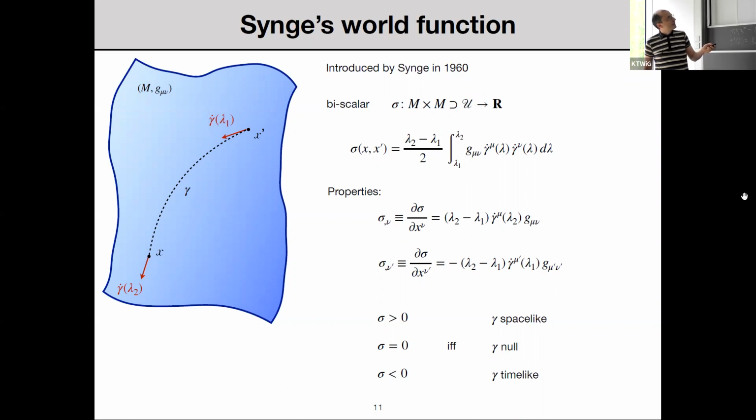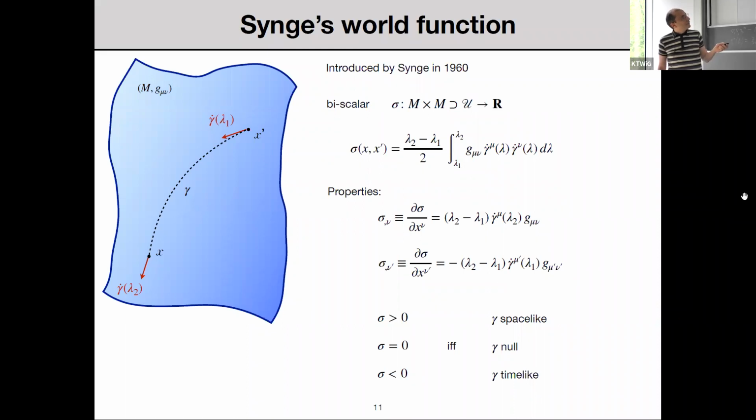Then we define sigma to be basically the integral over the only connecting geodesic of this thing here. Lambda 1 is the value of the parameter corresponding to x prime. Lambda 2 corresponds to lambda. So we integrate the product of the tangent vector from lambda 1 to lambda 2, and we scale it with this difference here. When you see this definition for the first time, you may think that this is something very stupid because this is a constant, so you can just take this constant outside and that's it. But the interesting thing comes when you calculate the properties of that.